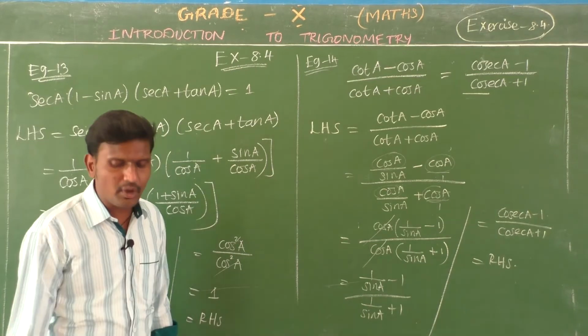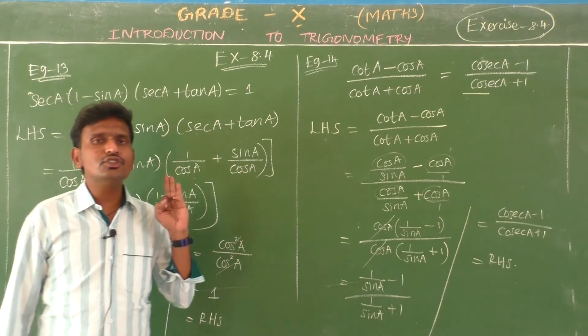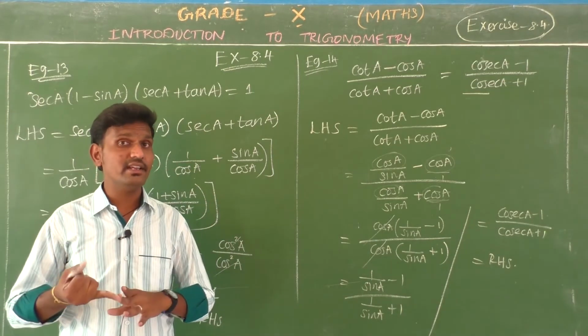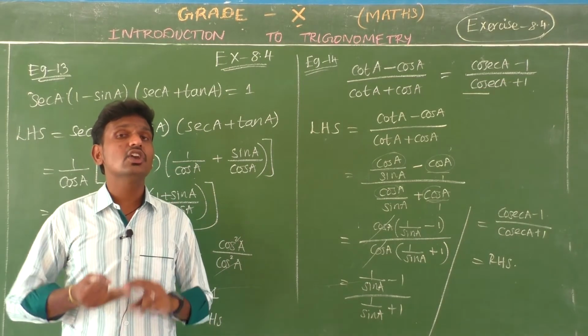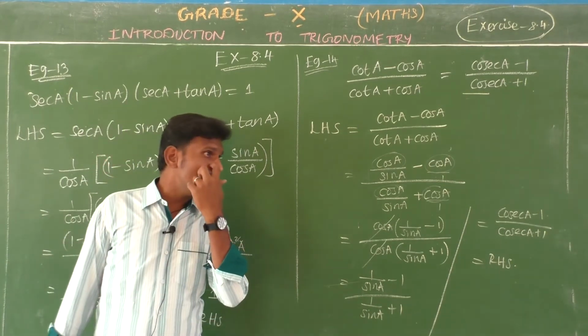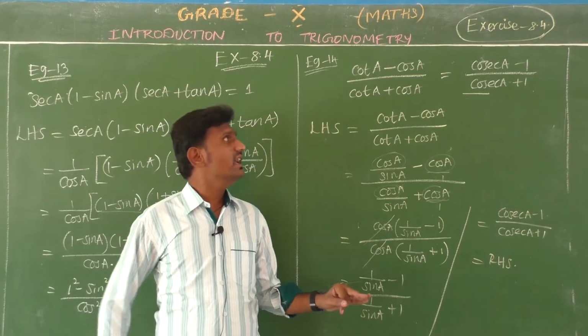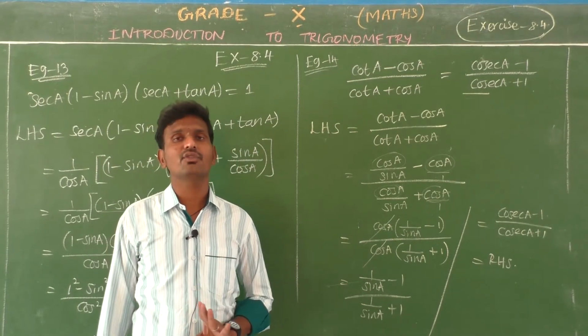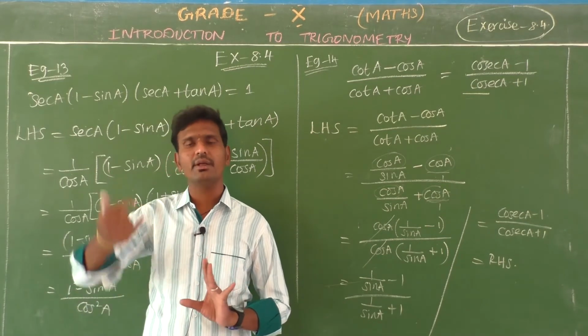Okay. So whatever the problem, it is very simple. You should know what is the reciprocal of which one. So if you know the reciprocal relations and trigonometric identities very well, the answer will be very smooth. And one more thing is important. Here there is not only one method to prove this pattern of question. We have to take some different methods also.